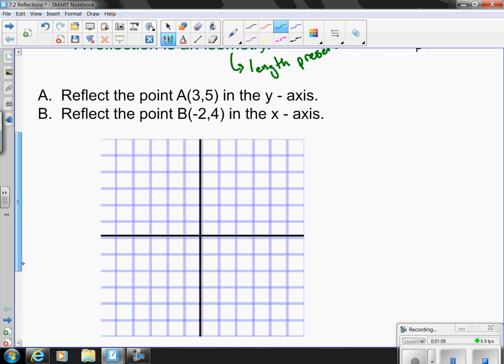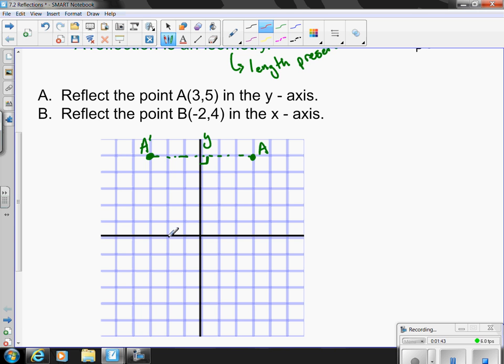So we're going to reflect the point (3, 5) in the y-axis. We plot the point first, over 3, up 5. Call this point A. That's the pre-image. If we reflect it over the y-axis, and it's 3 units away from the y-axis, we have to go 3 units away on the other side. And that's going to be A prime. Notice this is a right angle there.